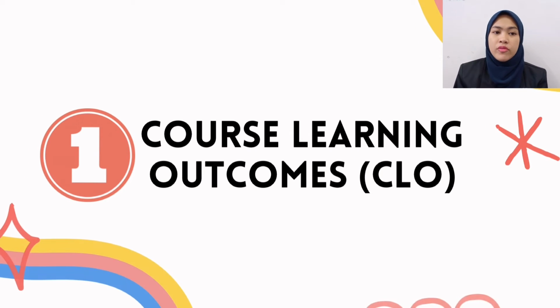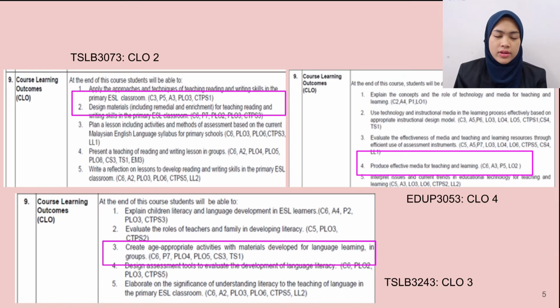There are 3 courses involved, which are TSLB 3073, EDUP 3053, and TSLB 3243, and all of them listed 5 CLOs. Most CLOs in all these courses are focusing on the highest level of cognitive ability. This means, for all 3 courses, we do a lot of higher order thinking, such as designing and producing materials, creating activities, and also planning lessons.